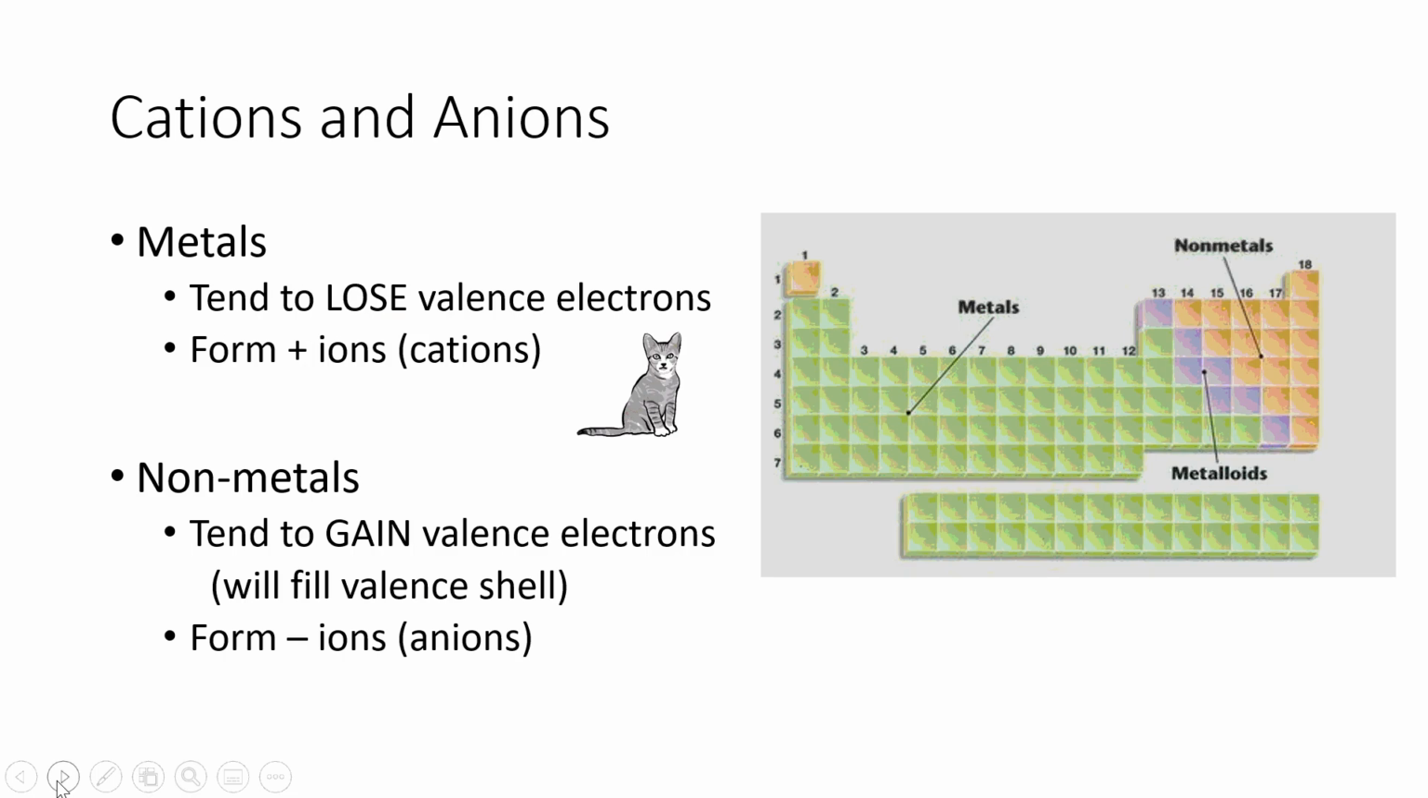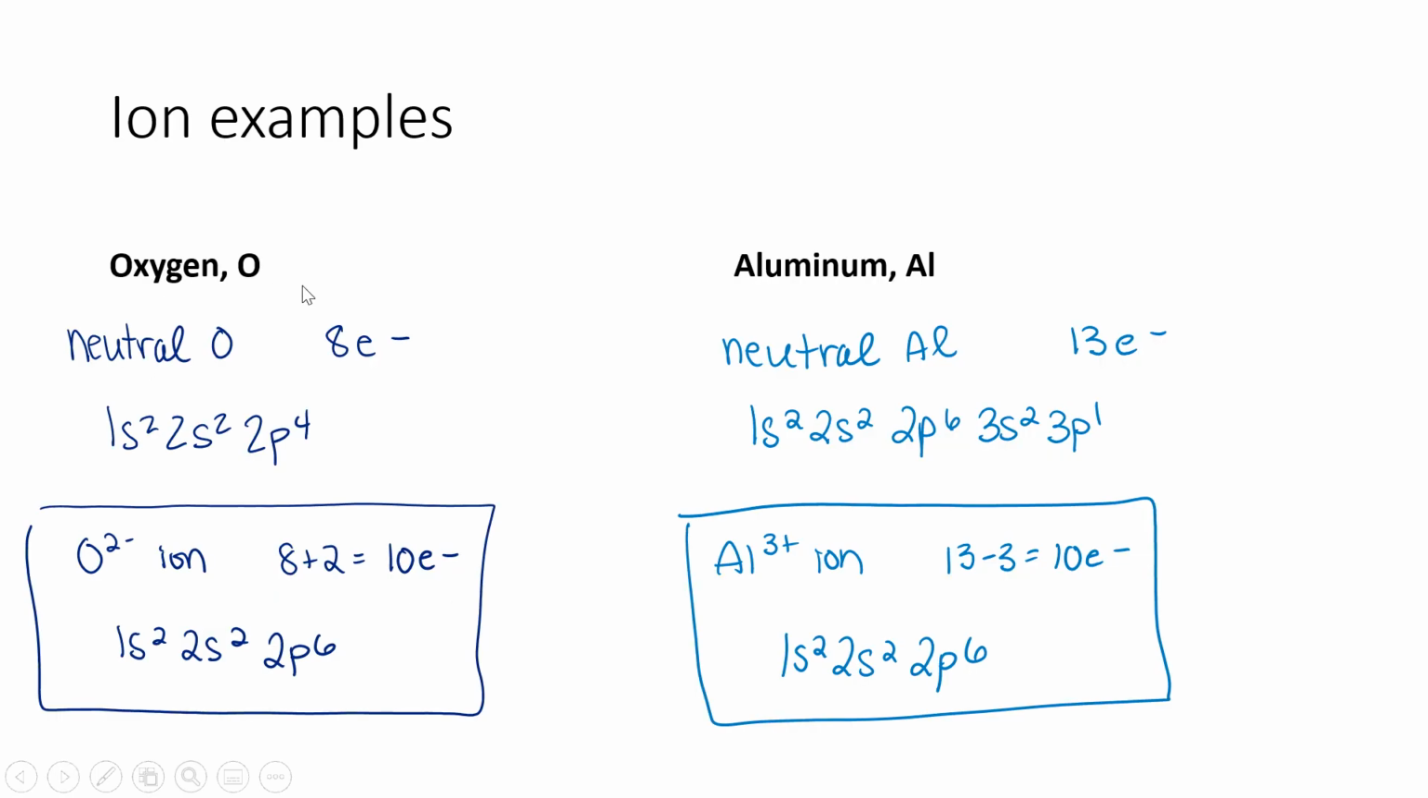All right, so understanding the valence electrons will help us understand ion formation. And there are 2 types of ions: cations and anions. Cations are positive, and to form a cation, the metals tend to lose valence electrons. So metals over here on the left tend to form cations. They lose electrons when they form ionic bonds. The nonmetals over here on the right tend to gain electrons and they'll form negative ions. Those are called anions.